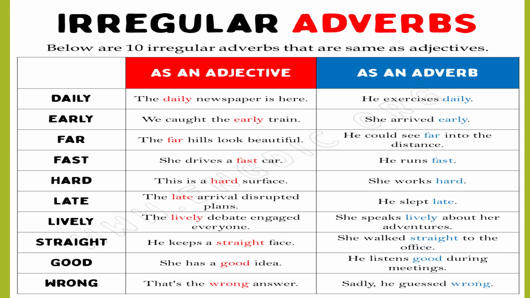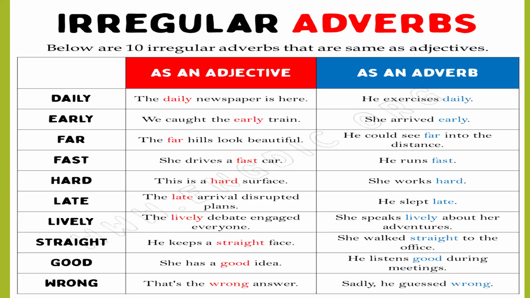Fast acts as both an adjective and an adverb. We only have to know according to the position of the word. She drives a fast car. Car is a noun and fast is an adjective. He runs fast. Run is a verb and fast is an adverb. We cannot say he runs fastly; it's a wrong sentence. This is a hard surface. Surface is a noun, hard is an adjective. She works hard. Works is a verb, hard is an adverb.